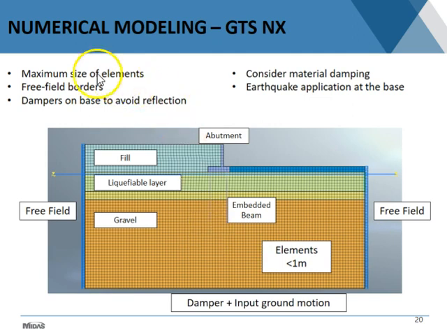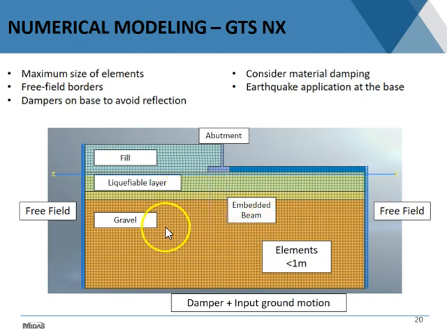Now, for the maximum size of the elements, we use this recommendation that for one wavelength, you want to have at least, I don't know, around 8 elements. If you want to do that, of course, you need to get the wavelength. You need to combine the lowest shear wave velocity in the model with the highest frequency that you're interested in taking a look at.